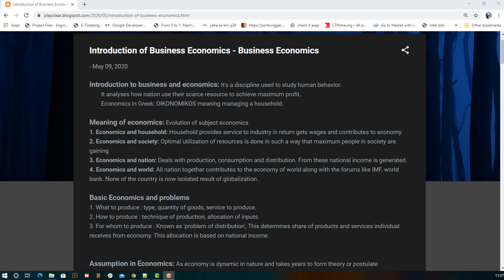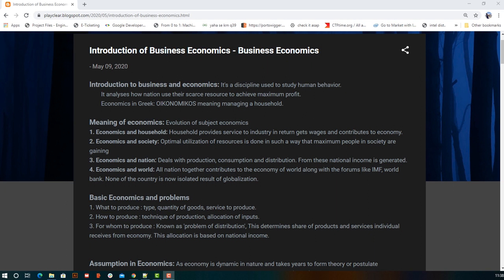Next is economics and the world. Here we are completely focused on globalization, and we have forums like the IMF, World Bank, and a number of other imports and exports involved. It's like trade between different countries. As you can see, no country is now isolated as a result of globalization. So it's like economics and nation, but across every country, and they are interrelated.